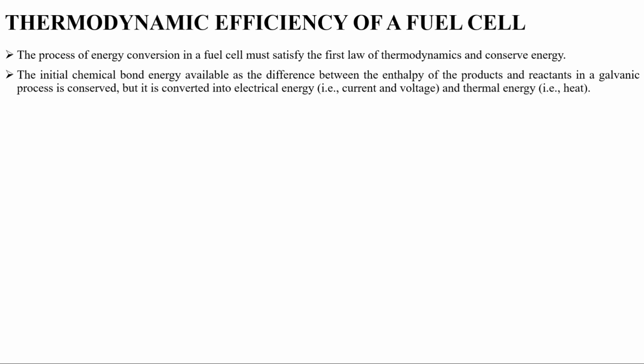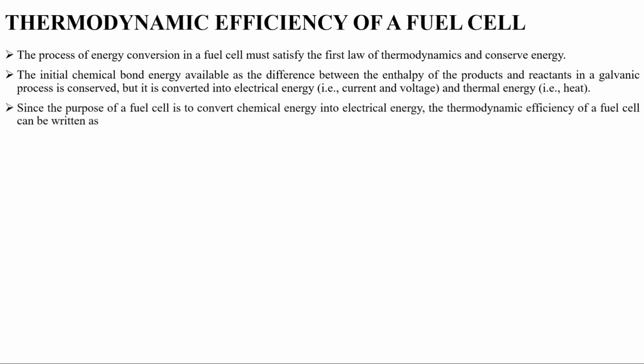When hydrogen and oxygen electrochemically combine, we know that hydrogen and oxygen both are chemicals, so they have chemical energy, bond energy available. That bond energy, which is the chemical energy, in a fuel cell is converted into electrical energy and thermal energy, but the overall energy will remain conserved. But we use a fuel cell in order to convert the chemical energy into electrical energy.